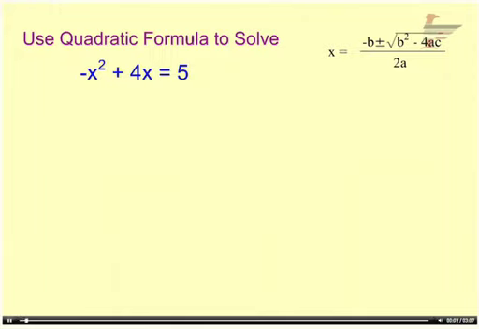To use the quadratic formula to solve, we need to make sure we're starting out in standard form. So that means everything on one side, 0 on the other. So let's go ahead and subtract 5 from both sides so we can actually start. Negative x squared plus 4x minus 5 equals 0.